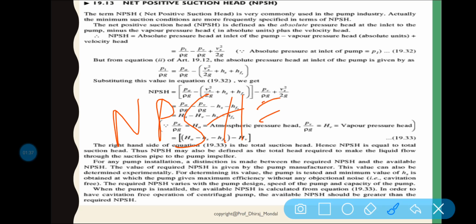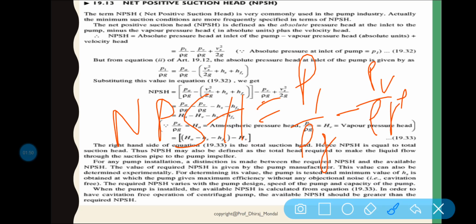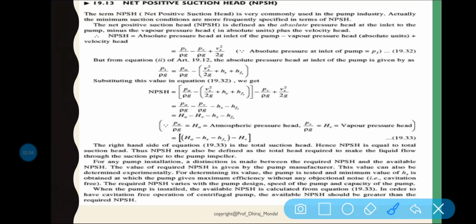Now basically the net positive suction head is equal to the absolute pressure head at inlet of the pump, minus the vapor pressure head, plus the velocity head. That means in the suction pipe the velocity head, Vs square by 2g. So this is your NPSH, and it is equal to absolute pressure head minus vapor pressure head plus Vs square by 2g, that is your velocity head.